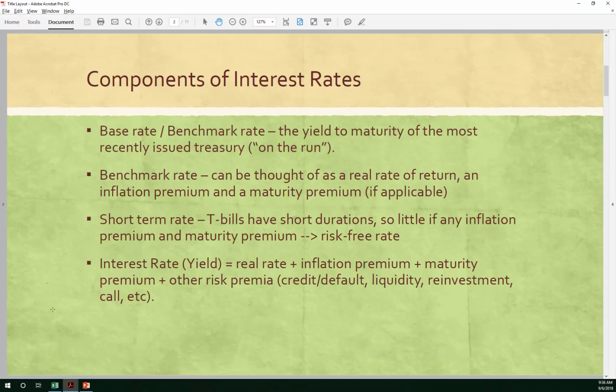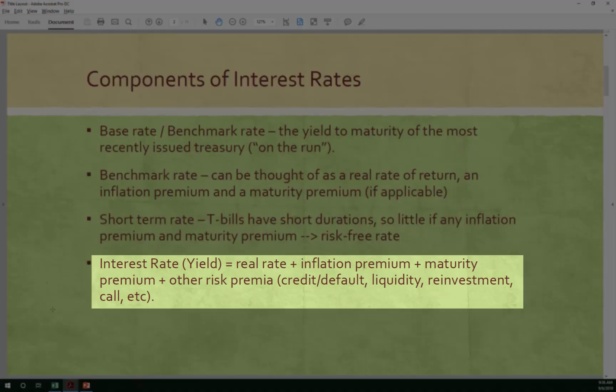On top of the risk-free rate of return, we're going to tack in the inflation premium if it's applicable, a maturity premium, and any other risk premia that are applicable to the bond. So for corporate bonds and other bonds that have the possibility to default, we're going to have a credit premium or a default risk premium added to it. There's liquidity risk. We have reinvestment risk, the risk of call for callable bonds, etc. So all of these risks are going to be priced, and we're going to add a risk premium to the interest rate for a bond to come up with that final number, that final interest rate, or the final yield required for a particular security.